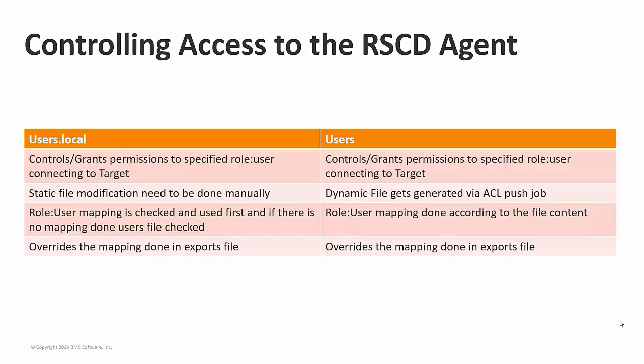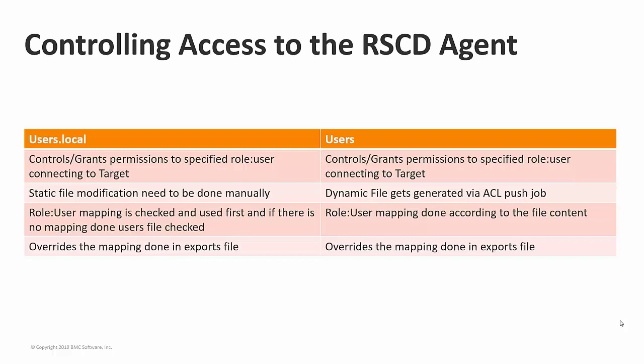The third file is users.local. This file is used to control or grant permissions to specified roles and users connecting to the RSCD agent. This file needs to be updated manually. This gets read before the users file. If this file is empty, then the users file is checked and the mapping is done. Any user mapping done in the exports file is overridden by users.local.